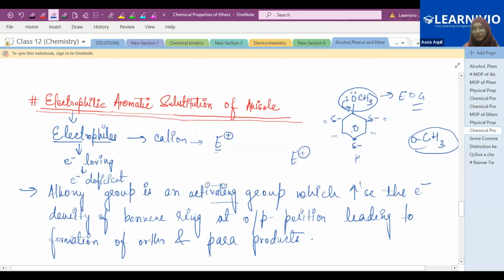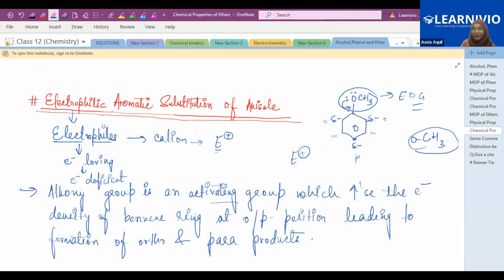So when the electrophile comes, it will attach on the ortho as well as on the para position, because in anisole, this OCH3 group is the activating group. It increases the electron density on the ortho as well as on the para position. Ortho and para positions have more electron density, and the electrophile will attack there. Why? Because the electron density is more there.